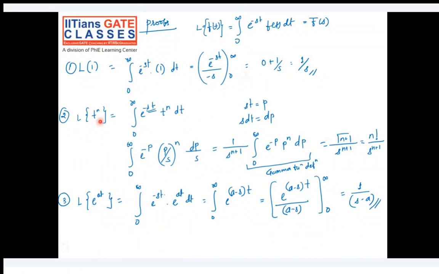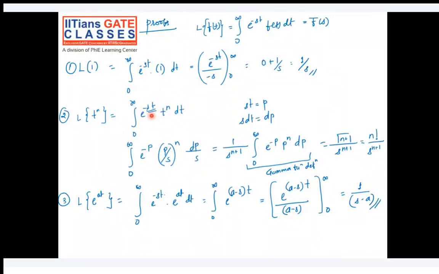Coming towards the next proof, Laplace transform of t raised to the power n. No need to write these proofs. You should just remember the final result from the exam point of view. But just for your understanding of how they are derived, I am explaining this. Laplace transform of t raised to the power n is integration 0 to infinity e to the power minus st f of t dt. And what is f of t here? It is t raised to the power n.